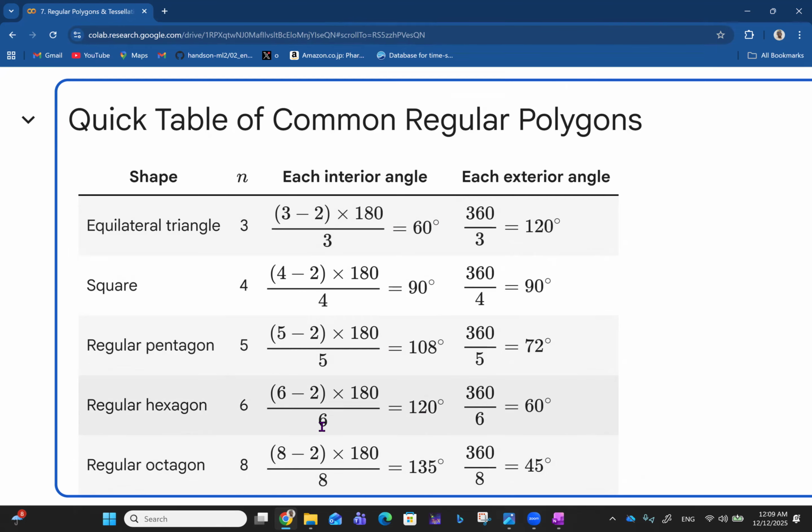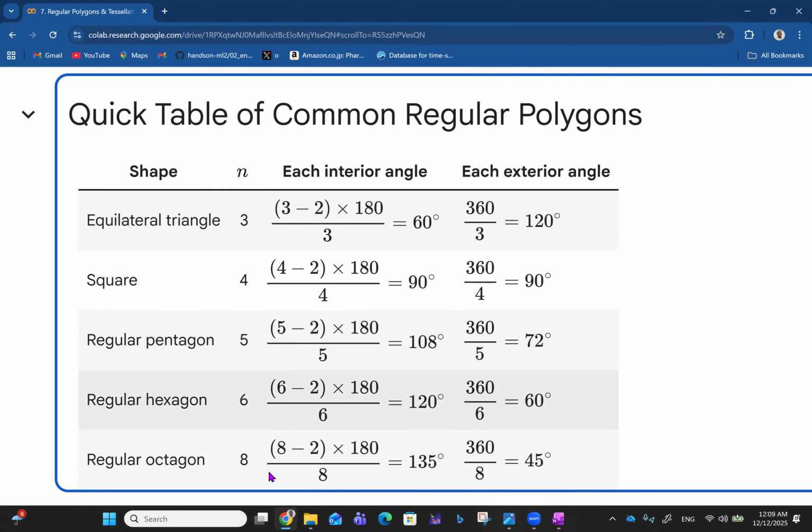For a regular octagon, that's 8-sided. N is 8. So each interior angle is (8 minus 2) times 180 divided by 8. That's 6 times 180, which is 1080, divided by 8, which is 135 degrees each. And each exterior angle will be 360 over 8, which is 45.